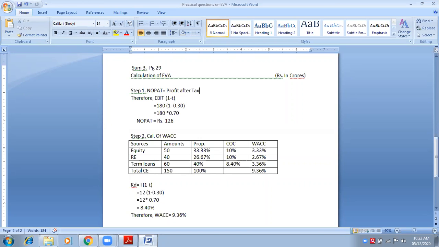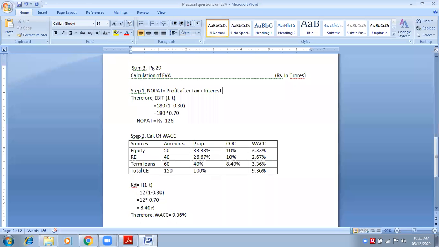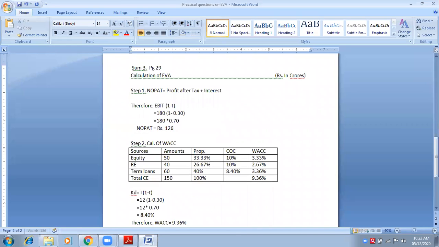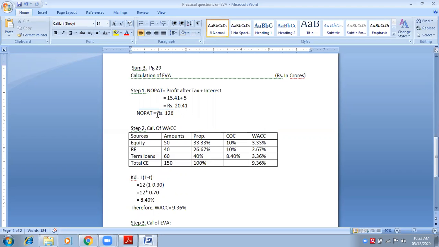What is included in the net profit after tax? Interest is included, and interest is always deducted. So now to take out the expense that is deducted, we need to add it back. So what do I need to add back? Interest. That's it. What is profit after tax? 15.41, and what is interest? 5. So this is 15.41 plus 5. What should be your answer? Ma'am, 20.41. Yes, very good. This is rupees 20.41.